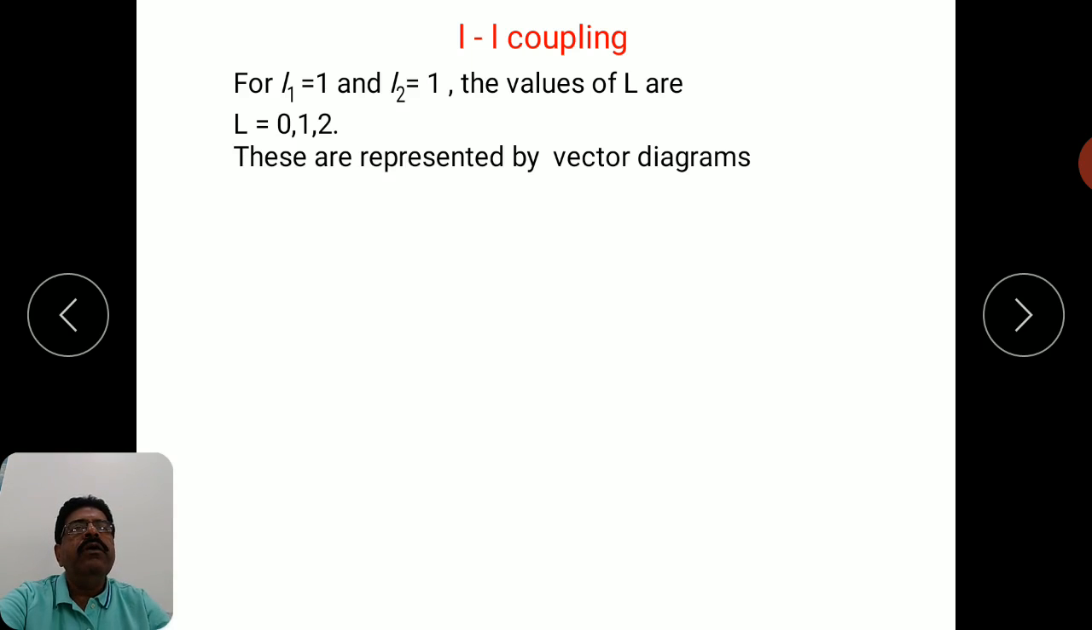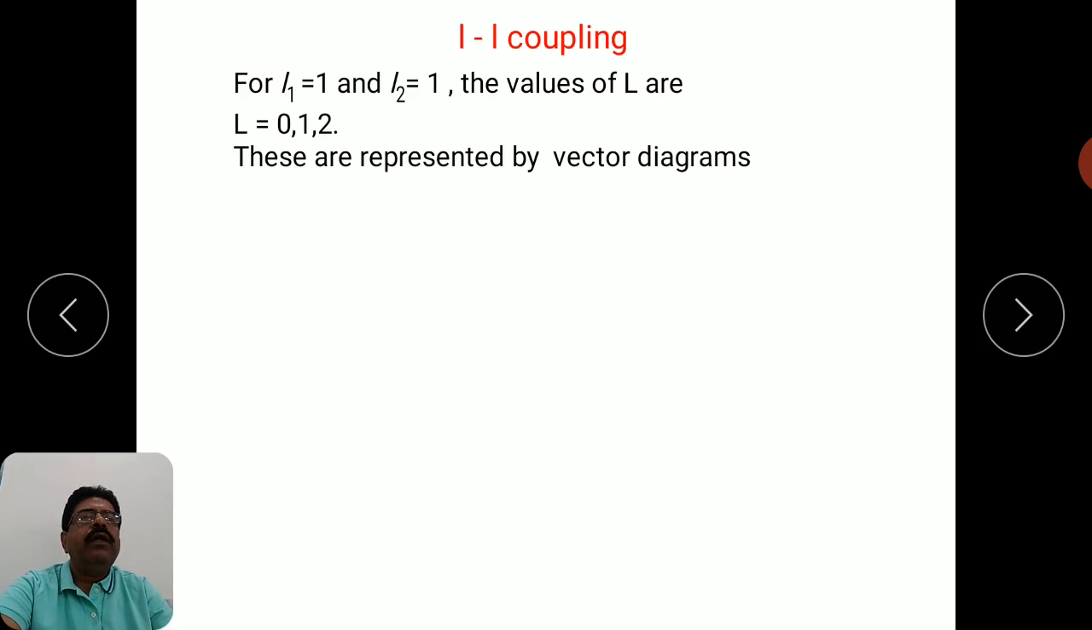Okay. Now suppose we have two electrons having orbital quantum numbers L1 equal to 1 and L2 equal to 1. According to quantum mechanical conditions, the L values are, as I have mentioned, from mod of L1 minus L2 to mod of L1 plus L2. So L1 is 1, L2 is 1, so 1 minus 1 is 0, up to 1 plus 1, that is 2. So from 0 to 2, that means 0, 1 and 2 are all the values of L.